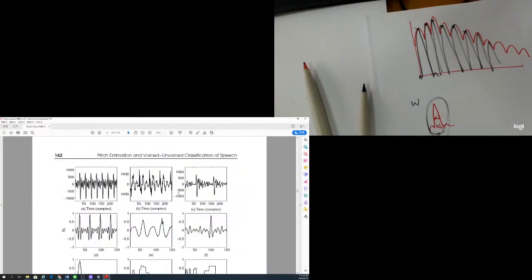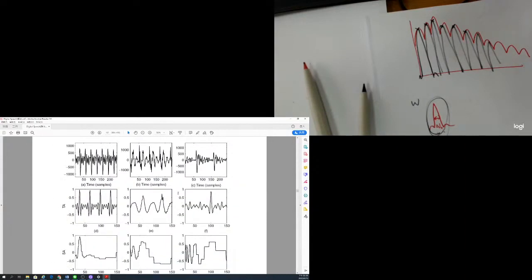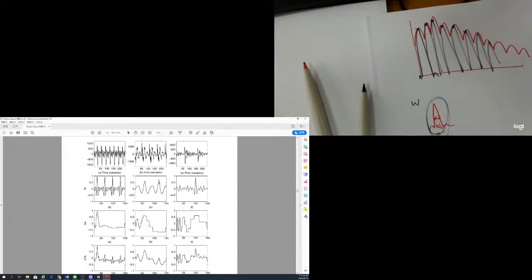So in the frequency domain, it is easy to find half of the pitch. In the time domain, it is easy to find double pitch. So you can see they give you a clearer example here.